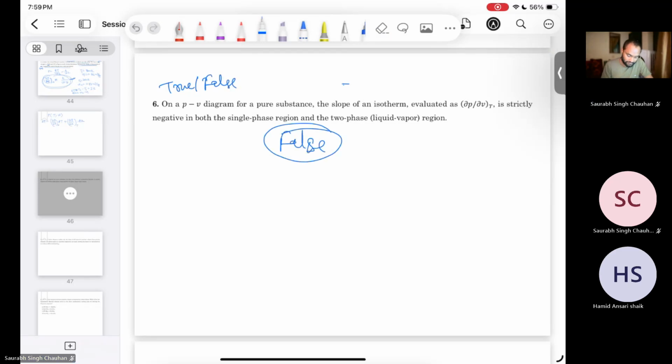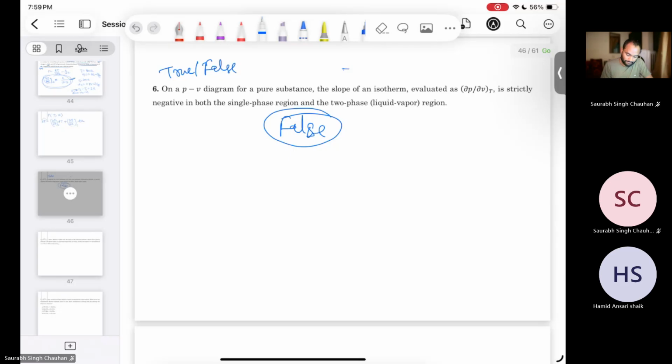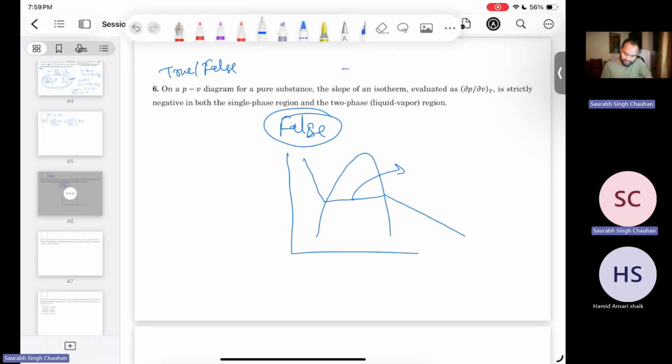Yes, false, sir. In the two phase region, it is a straight line, a parallel straight line. So this will be zero, no? Yes, sir. Here del P by del V is equal to 0. Here it is negative.